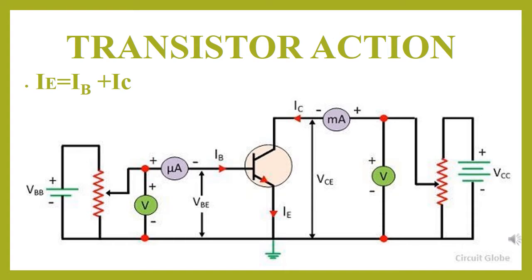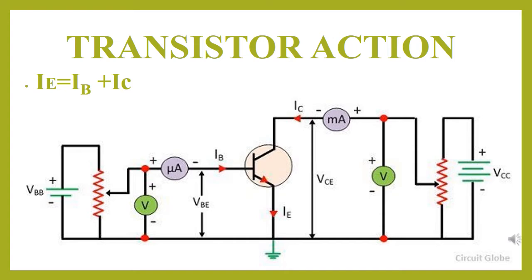Now, we have to study this transistor action, but we will study it in reference to the common emitter transistor, because that is how it is used for making amplifiers. So what is the common emitter configuration? We have to see it.